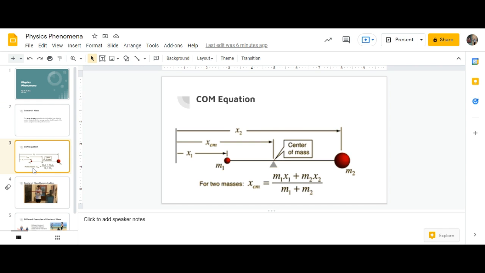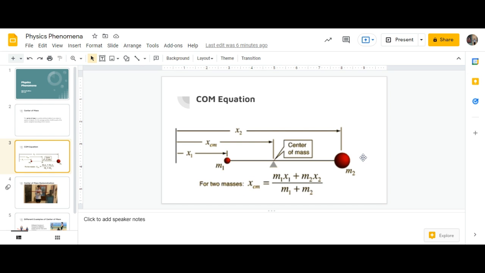This is the equation of a center of mass. So this is in terms of the x-axis. You have your x position 1, your x position of center of mass, and x position of 2. You have your mass 1 right here, your center of mass or your fulcrum right here, and your mass 2 over here. So the equation for the two masses is the x of center of mass equals mass 1 times position 1 plus mass of 2 times position 2, all divided by the sum of mass 1 and mass 2.